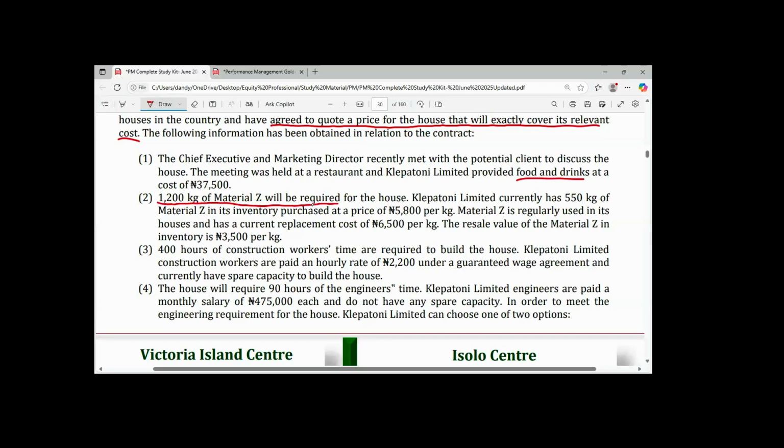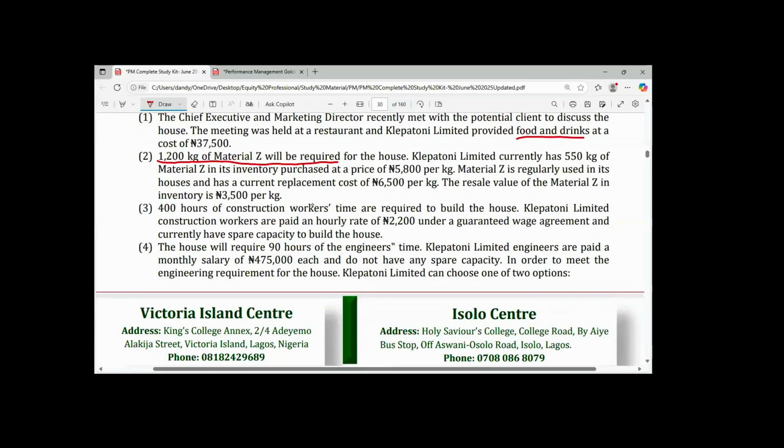3. 400 hours of construction workers' time are required to build the house. Clepatoni Limited construction workers are paid an hourly rate of 2,200 under a guaranteed wage agreement and they currently have spare capacity to build the house.